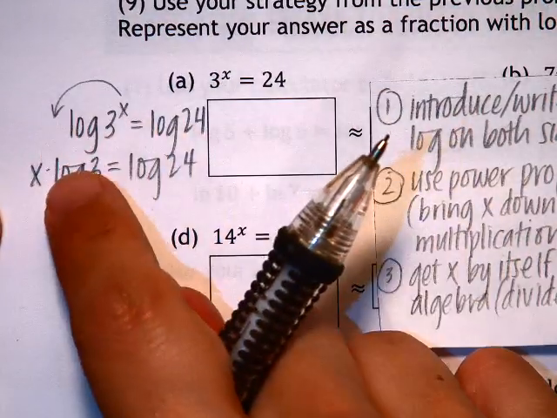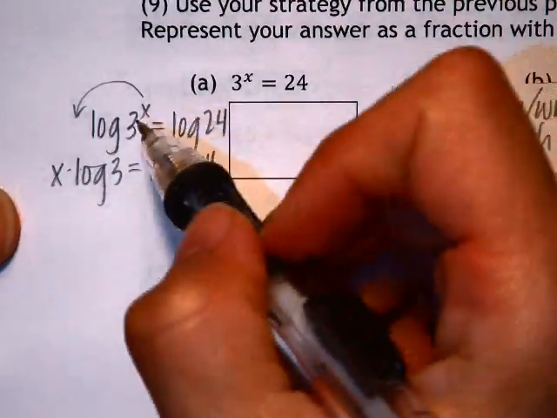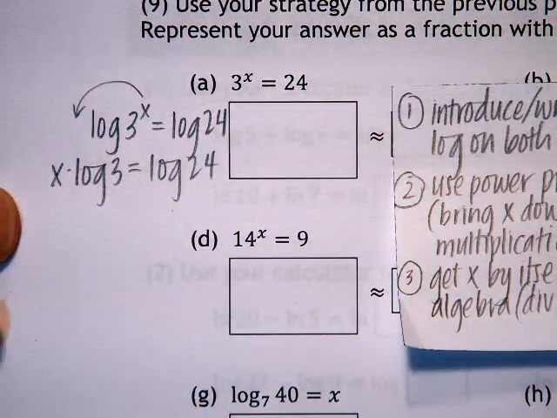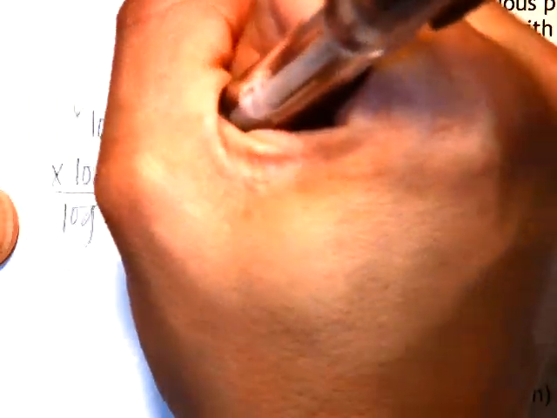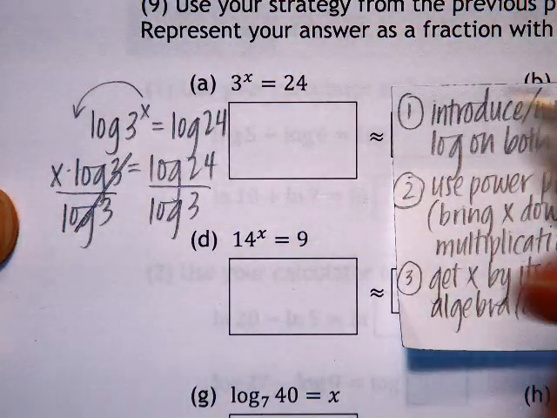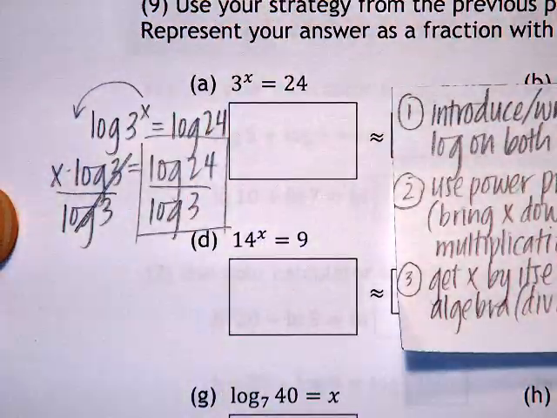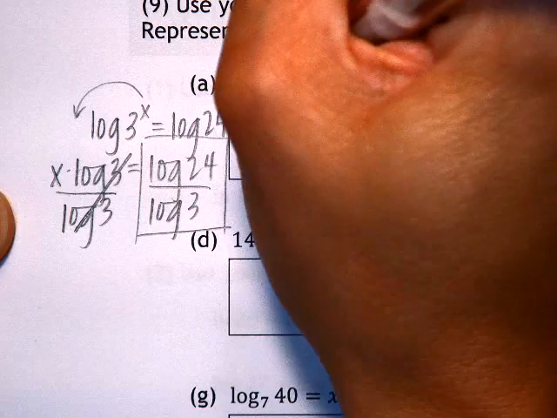This is good because now x is multiplying something. And now my algebra kicks in so I can say, hey, wait, this is a multiplication. I know how to get rid of multiplication. I'm just going to divide. Anything that multiplies, you can divide to get rid of it. So I'll divide to get rid of log 3. That means x is by itself now, and I have an answer of log 24 over log 3.